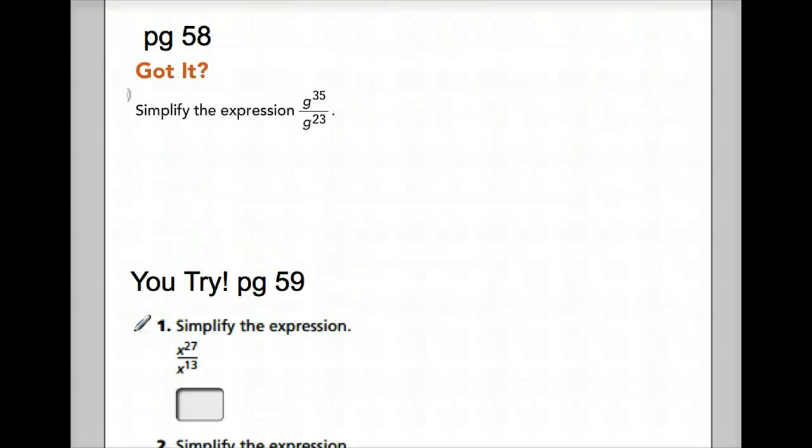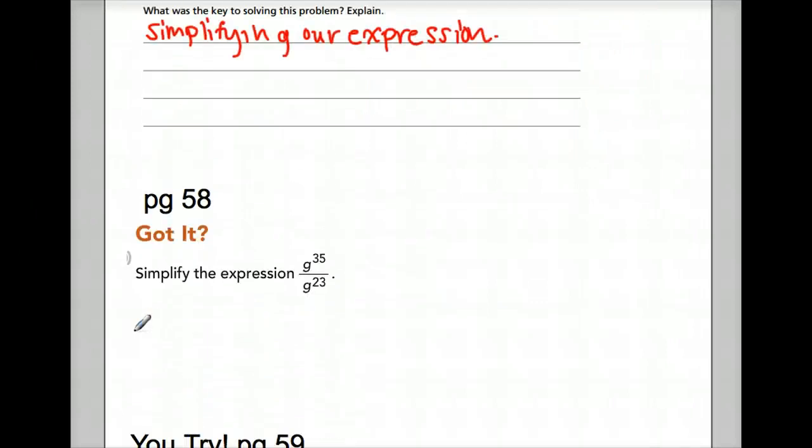Go ahead and flip your page to page 58. All right, it says simplify the expression. So we have g to the 35th over g to the 23rd. So that's going to give us g to the 35th, and we subtract our exponents, minus 23. So that gives us g to the 12th. 35 minus 23 gives us 12. And that's our final answer.